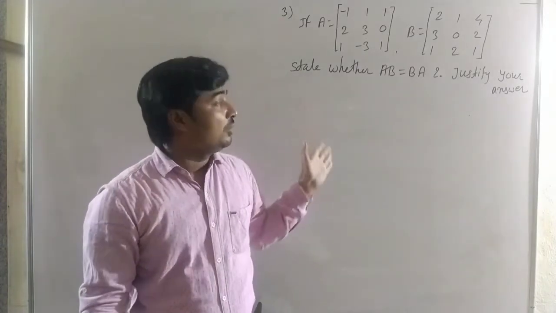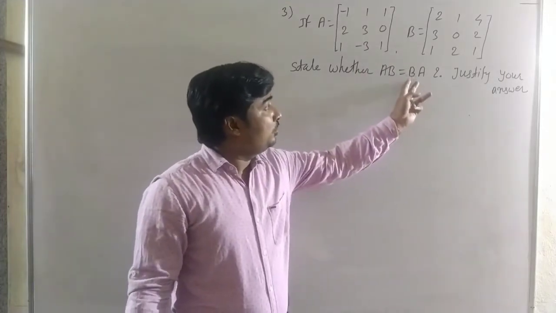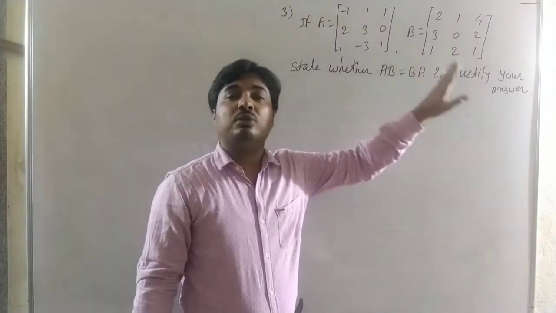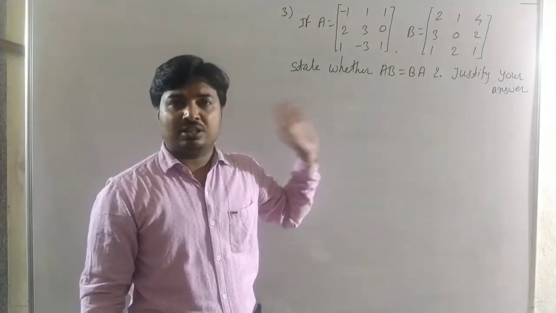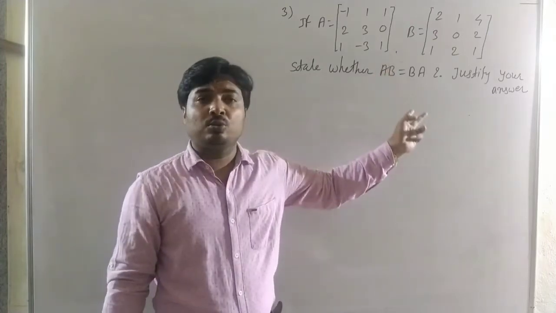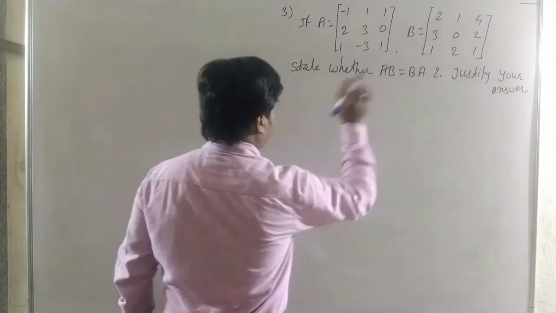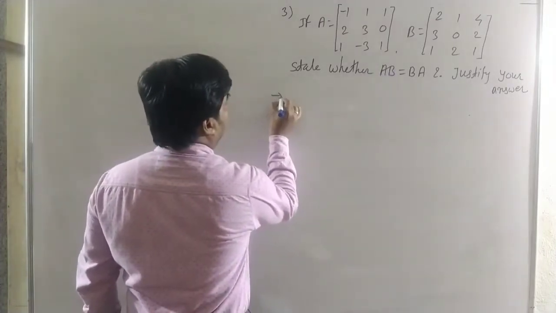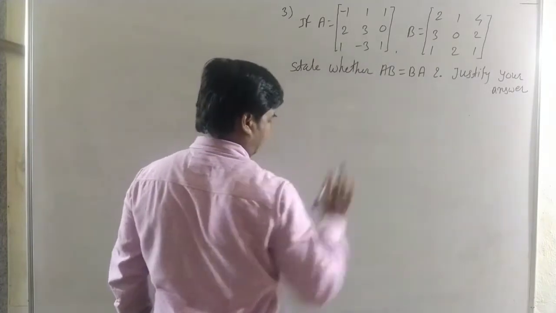Here, the inverse of a matrix. What is the inverse of a matrix? A into B is equal to B into A is equal to the identity matrix. The inverse of a matrix we learn in class 12. Now here we check whether AB is equal to BA or not. First we find A into B. Now we can directly write the given matrices A and B.